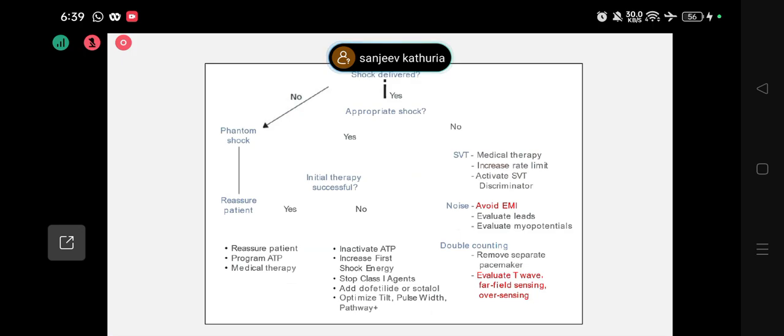the ICD itself is making mistakes because it is over counting its T wave as an R wave. If it's counting a T wave as an R wave, it will have two R waves instead, and the rate will become double. So the left part is appropriate shock. The right part is our topic today. If the shocks are not appropriate, they can be due to SVT, they can be due to noise, or they can be due to double counting.